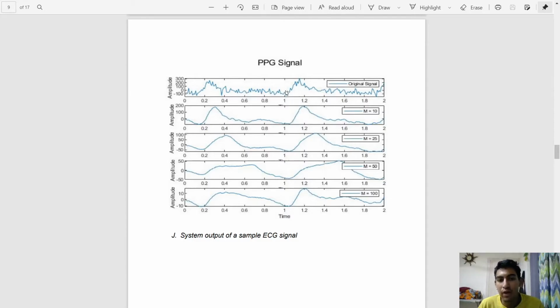For m equal to 25, you can see it's much more smoothened out than the m equal to 10 case. For m equal to 50 and m equal to 100, the signal is so much smoothened out that it loses the characteristics of the original signal.